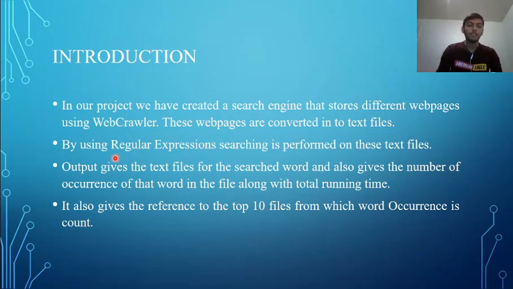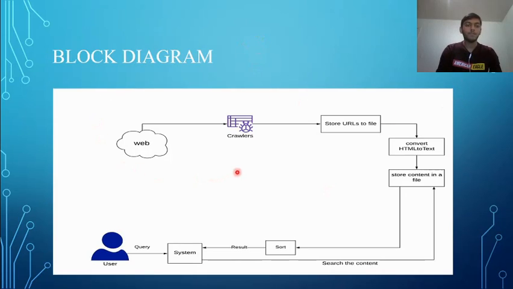Now regular expressions are used for the searching, and it gives the output from the text files for the searched word, and also gives the number of occurrences of that word in the file along with the total running time. It also gives references to the top 10 files from which the word occurrence is counted. This is the block diagram of our web search engine.